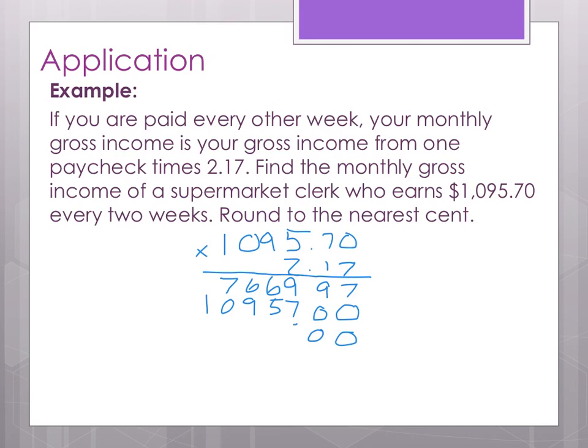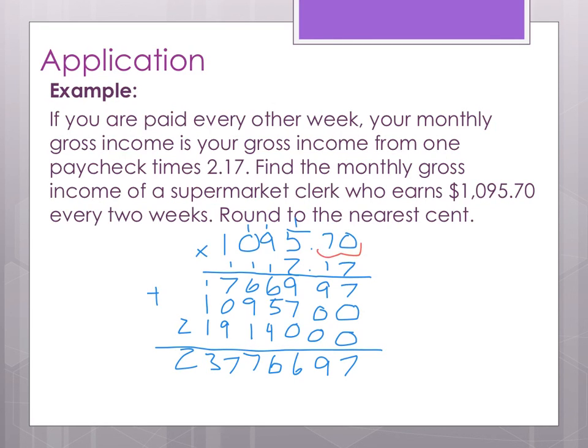2 times 0 is 0. 2 times 7 is 14. 2 times 5 is 10, plus 1 is 11. 2 times 9 is 18, plus 1 is 19. 2 times 0 is 0, plus 1 is 1. And then 2 times 1 is 2. I've multiplied by everything, so it's time to add things up. And it's time to place my decimal.